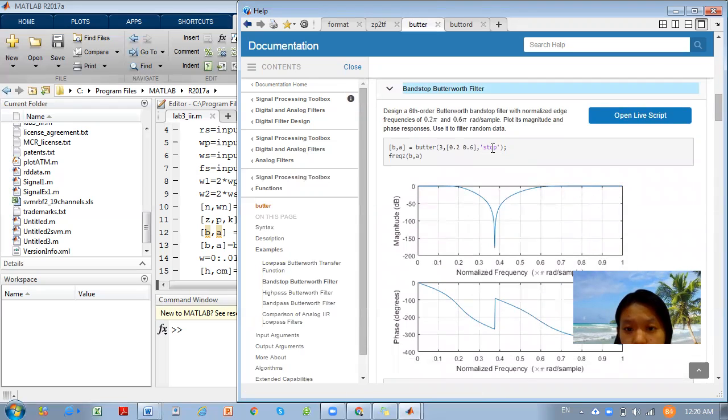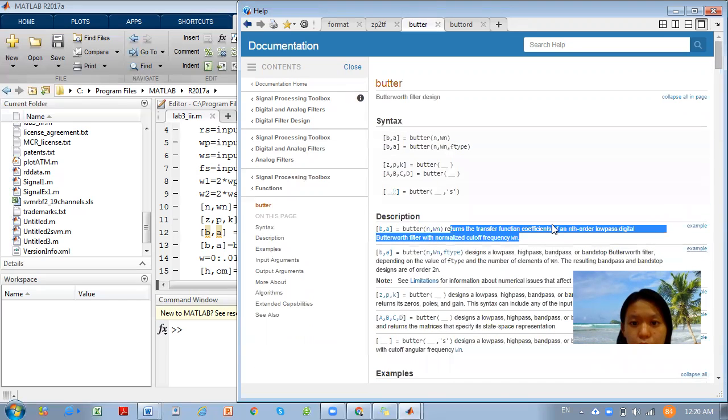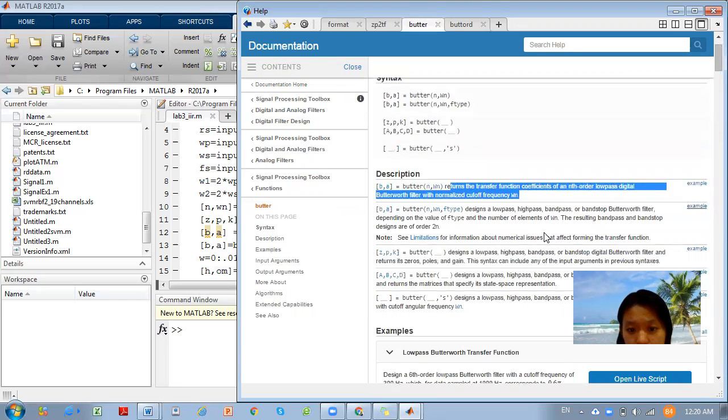Okay, this one is the example for stop band. So for a band stop Butterworth filter, you just put the comma, the quote here, stop. Okay, you will get a band stop filter. Okay, clear? So anything that you don't understand, you may refer to the Matlab help.